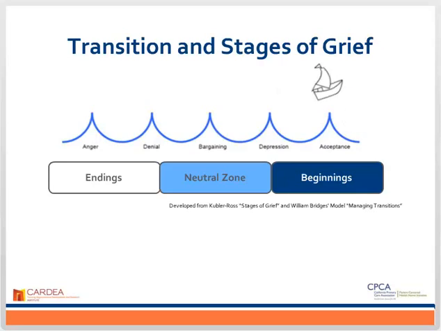As with any model, the stages of grief may not be so clear. Individuals may only experience a few of these stages, or, like the boat in the diagram, may drift forward and back, depending on the waves.